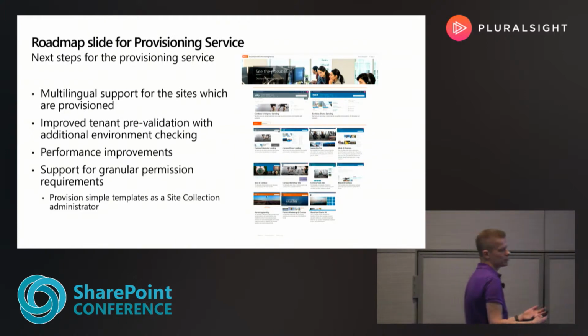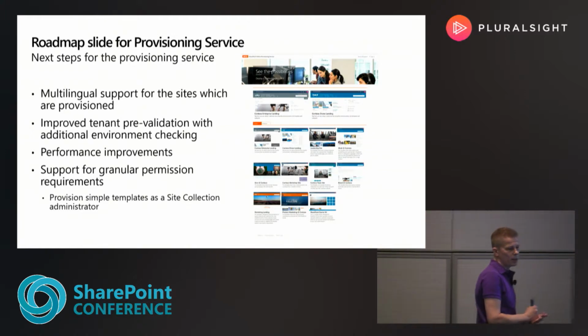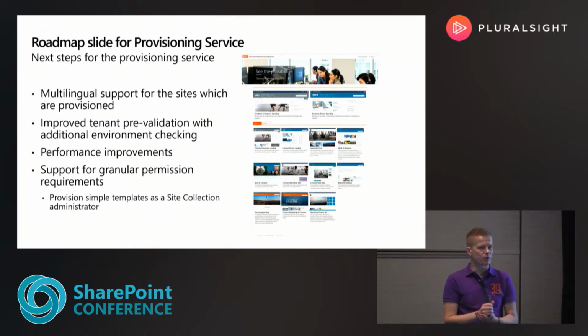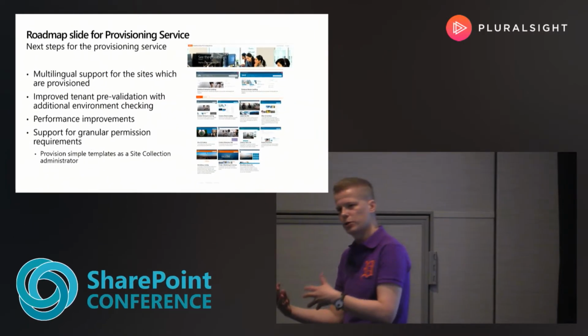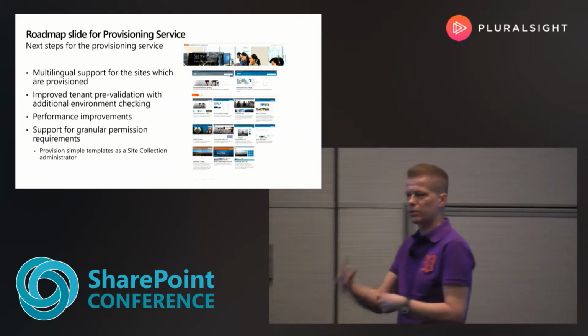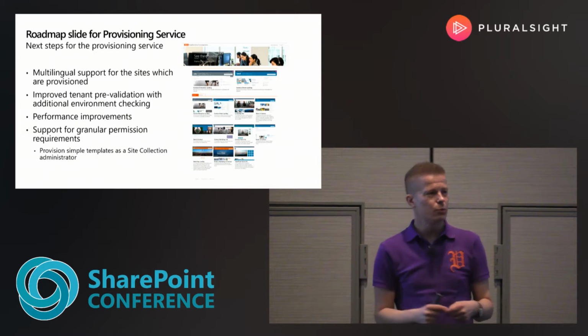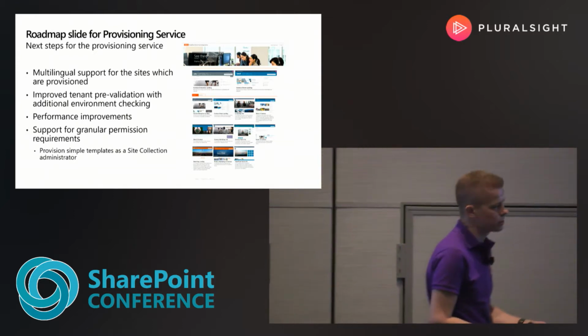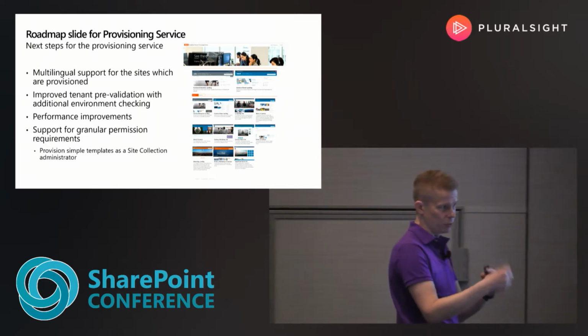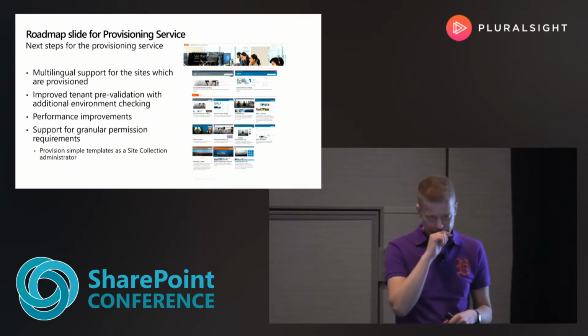Now, moving on, I wanted to pinpoint some of the roadmap points around the service, so we will keep on evolving the service as well. Right now, we're looking into adding multilingual support for sites which are provisioned. So the service itself probably will be in English because we haven't had requests for the UI of the service to be multilingual, but you are able to select from a drop-down that the target site which is getting created would be created, for example, in Finnish or Swedish or French or Russian or whatever. So you're able to provision multilingual sites on the other side.